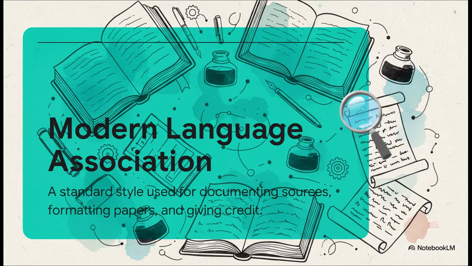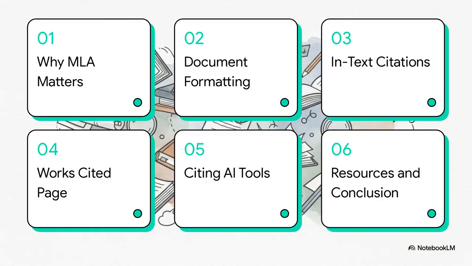So, MLA stands for the Modern Language Association, and their format is essentially a professional common language. It's used in courses like ENC 1101 for documenting your sources, formatting your papers, and of course, giving proper credit. By standardizing exactly how papers look and how sources are cited, it ensures your academic work is assessed clearly and fairly. That way, you're graded on the actual quality of your ideas, not on a confusing layout or some inconsistent citations.